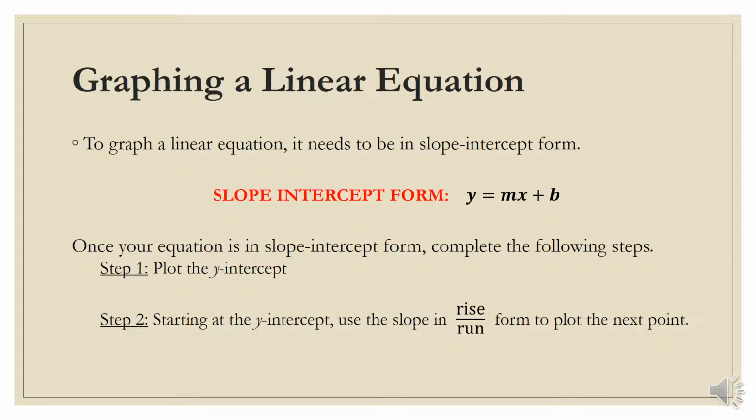Once you've got your equation in slope-intercept form, you need to complete the following two steps to graph the line. The first thing you need to do is plot the y-intercept. So if the y-intercept is negative, you're going to go down on the y-axis. If the y-intercept is positive, you're going to go up on the y-axis. Now, starting at the y-intercept, you're going to use the slope in rise over run form to plot the next point. This is very important, so make sure you have this written down and that you have it memorized for the test.